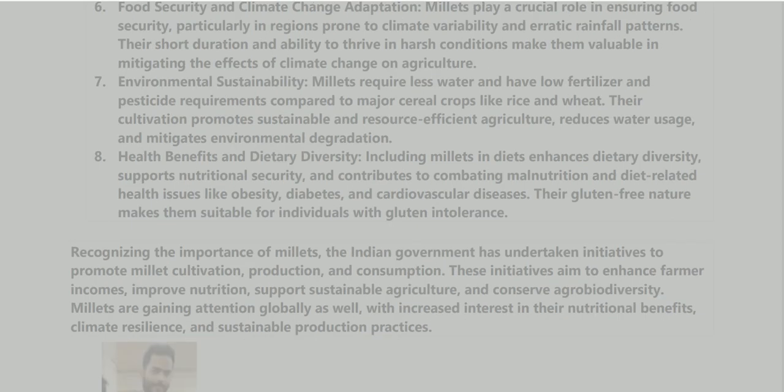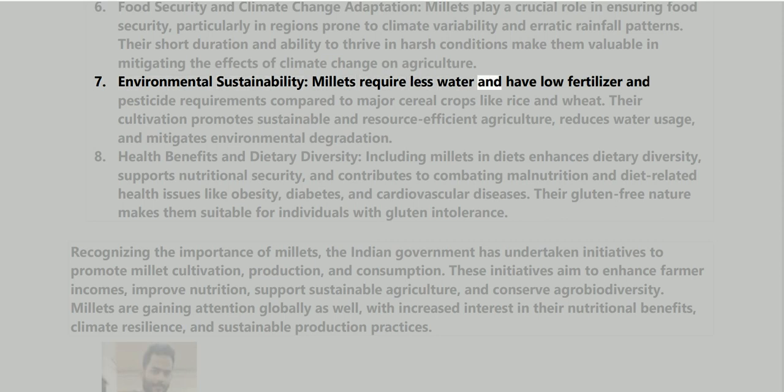6. Food security and climate change adaptation. Millets play a crucial role in ensuring food security, particularly in regions prone to climate variability and erratic rainfall patterns. Their short duration and ability to thrive in harsh conditions make them valuable in mitigating the effects of climate change on agriculture. 7. Environmental sustainability.